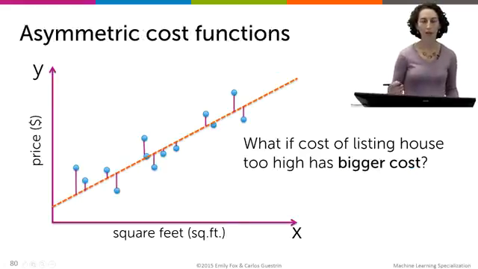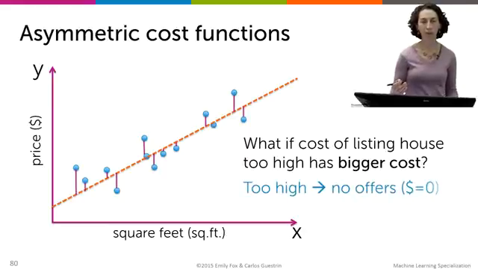But what if the cost of listing my house sales price as too high is bigger than the cost if I listed it as too low? So for example, if I list the value as too high, then maybe no one will even come see the house, or they come see it and say, oh, it's definitely not worth it, I'm not putting in an offer. So the result might be I get no offers. And so as a seller, that's a big cost to me. I've gone through this whole thing of trying to sell my house. I want or need to sell my house, and I get no offers.